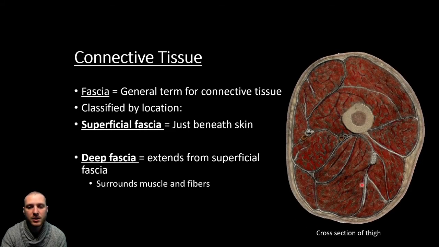Again, here we look at a cross-section of the thigh, the femur being here, and the quadriceps, hamstrings, and adductors. You can see this deep fascia is going to form compartments around the different muscles, and this is going to help accommodate motion between the different muscles themselves. So this is a good way to show the different layers or compartments that the deep fascia help create.